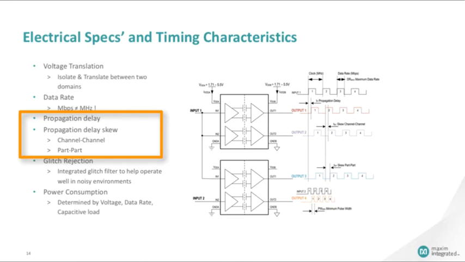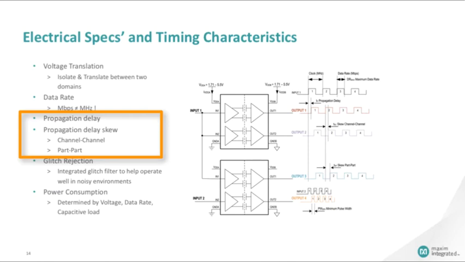Voltage translation resolves different voltages for digital and analog ICs. The data rate specification is important for high-speed SPI interfaces. Propagation delay is critical where the round-trip delay adds to the timing budget.